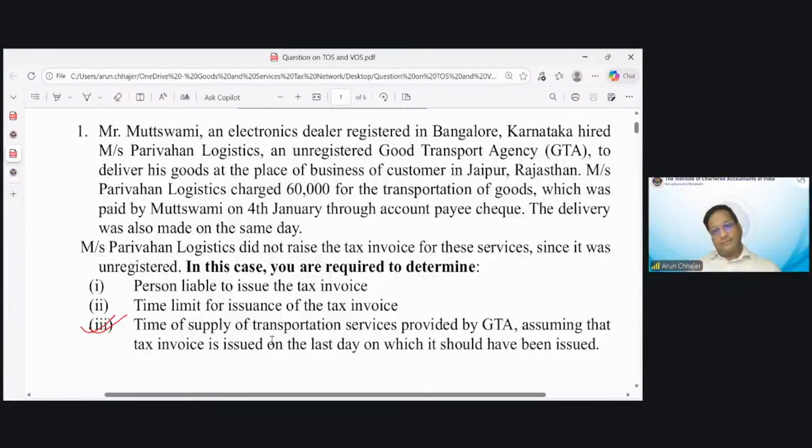Which was paid by on 4th January, the delivery was also made on the same day. So receipt of the goods was on 4th January. Receipt of the goods or service, मतलब goods hand over किया तो मैं assume कर सकता हूँ the date of the receipt of the service was on 4th January. May add 30 days. It will come to the 3rd Feb.